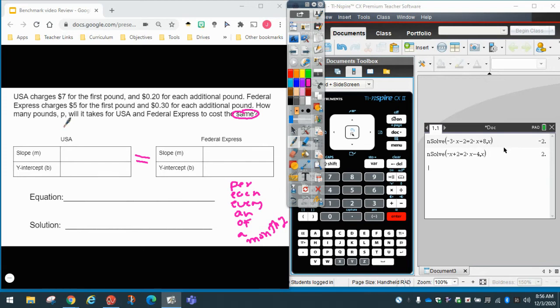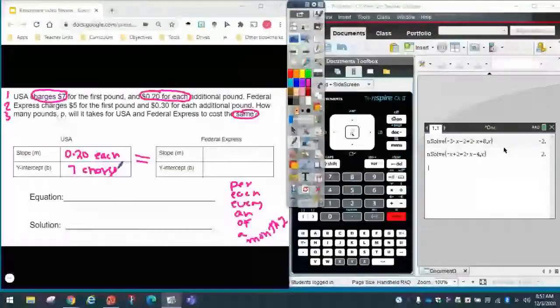So we're talking about two different people. We're talking about the USA and Federal Express. So let's go ahead and number our lines. Now on USA, let's look for one of these keywords to help us find our slope. So here I have $7, charges $7, and over here I see 20 cents for each additional pound. So the word each is going to help us represent our slope. So I have 0.20 each. And for USA, there is an extra number, which is 7, because they're going to charge us that.